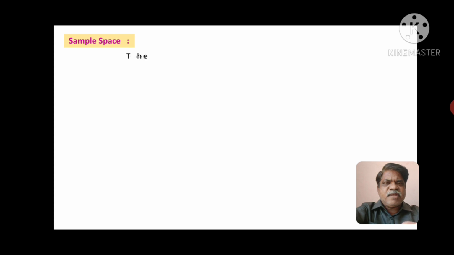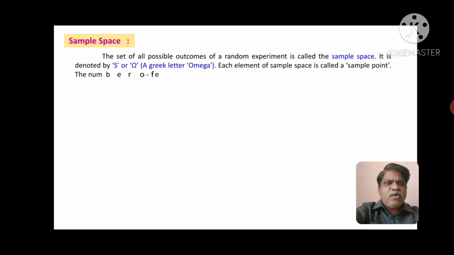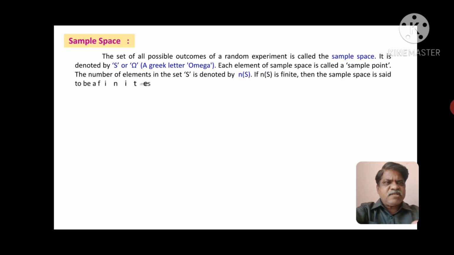Sample space: the set of all possible outcomes of a random experiment is called the sample space. It is denoted by the letter S or omega. Each element of the sample space is called a sample point. The number of elements in the set S is denoted by n(S). If n(S) is finite, then the sample space is said to be a finite sample space. Friends, following are some examples of finite sample spaces.